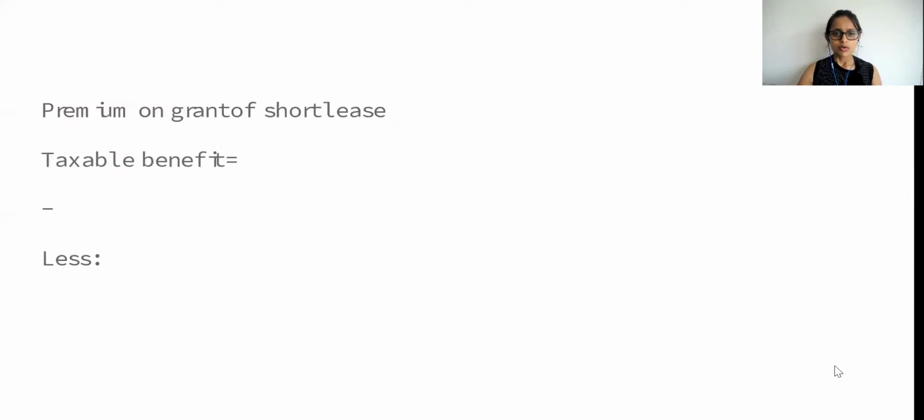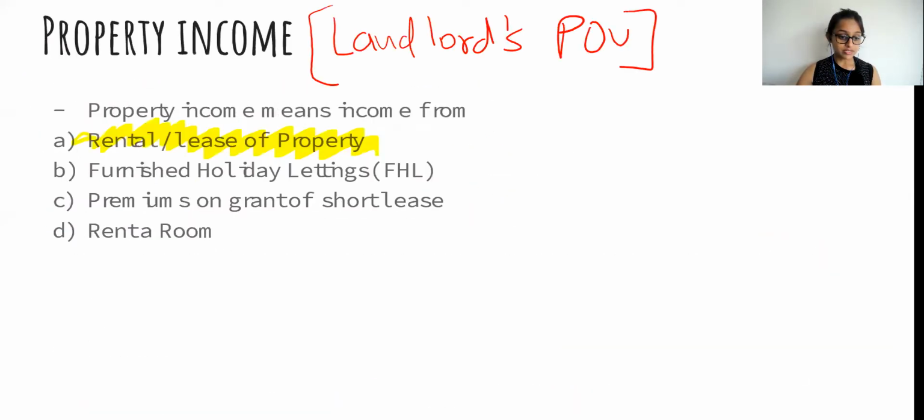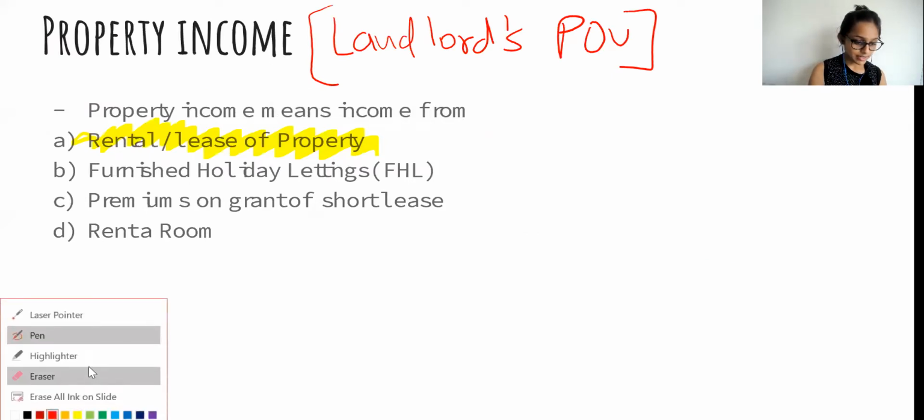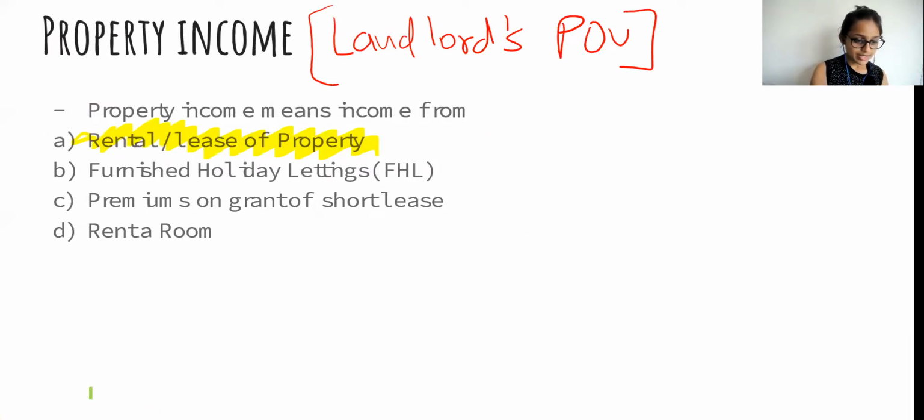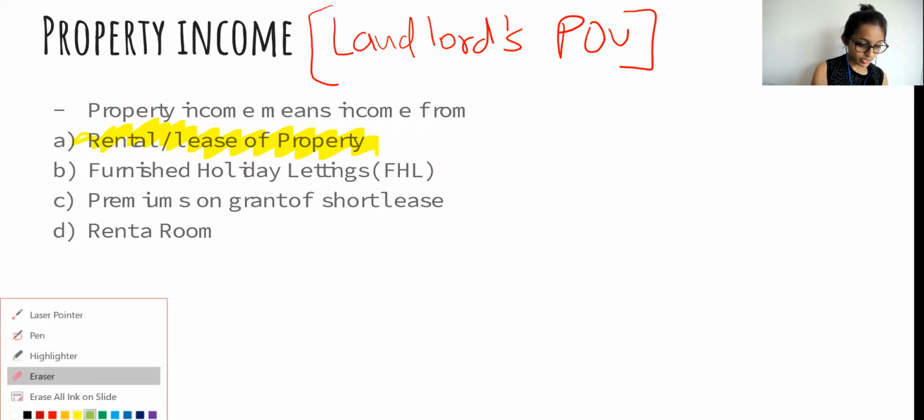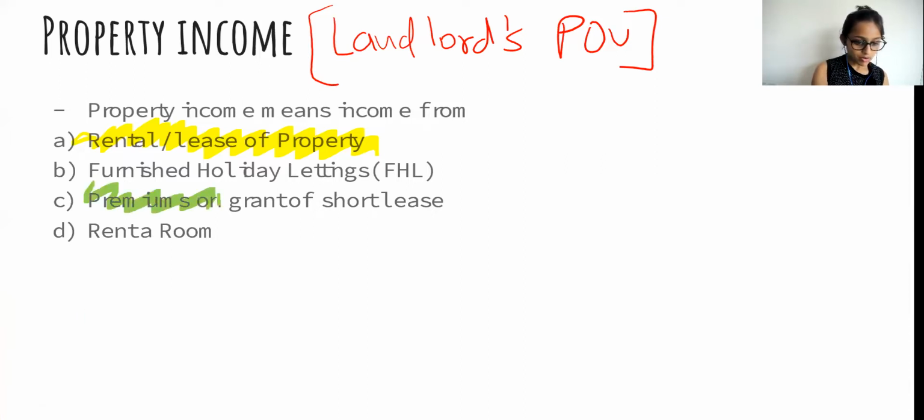Very simple. Now, coming to premium granted on short lease, that is the second category. We've already discussed the first category. Sorry, not FHL. Premium granted on short lease. So the third one over here, which is premium on grant of short lease. Let's take a look at what that is.